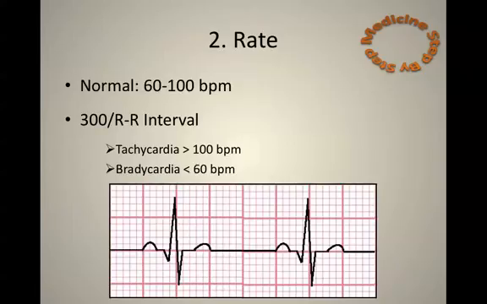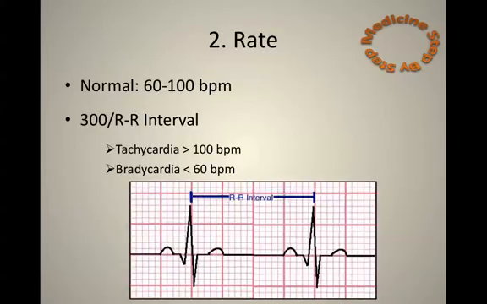Now check the rate of the ECG. The normal heart rate should be between 60 and 100 beats per minute. To check this, on an ECG that is regular, measure the number of big squares between 2 consecutive R waves and then divide this number into 300 to give the rate. So, for example, if the R to R interval were 4 big squares, divide 300 by 4 to give 75. The heart rate of the ECG would therefore be 75 beats per minute.